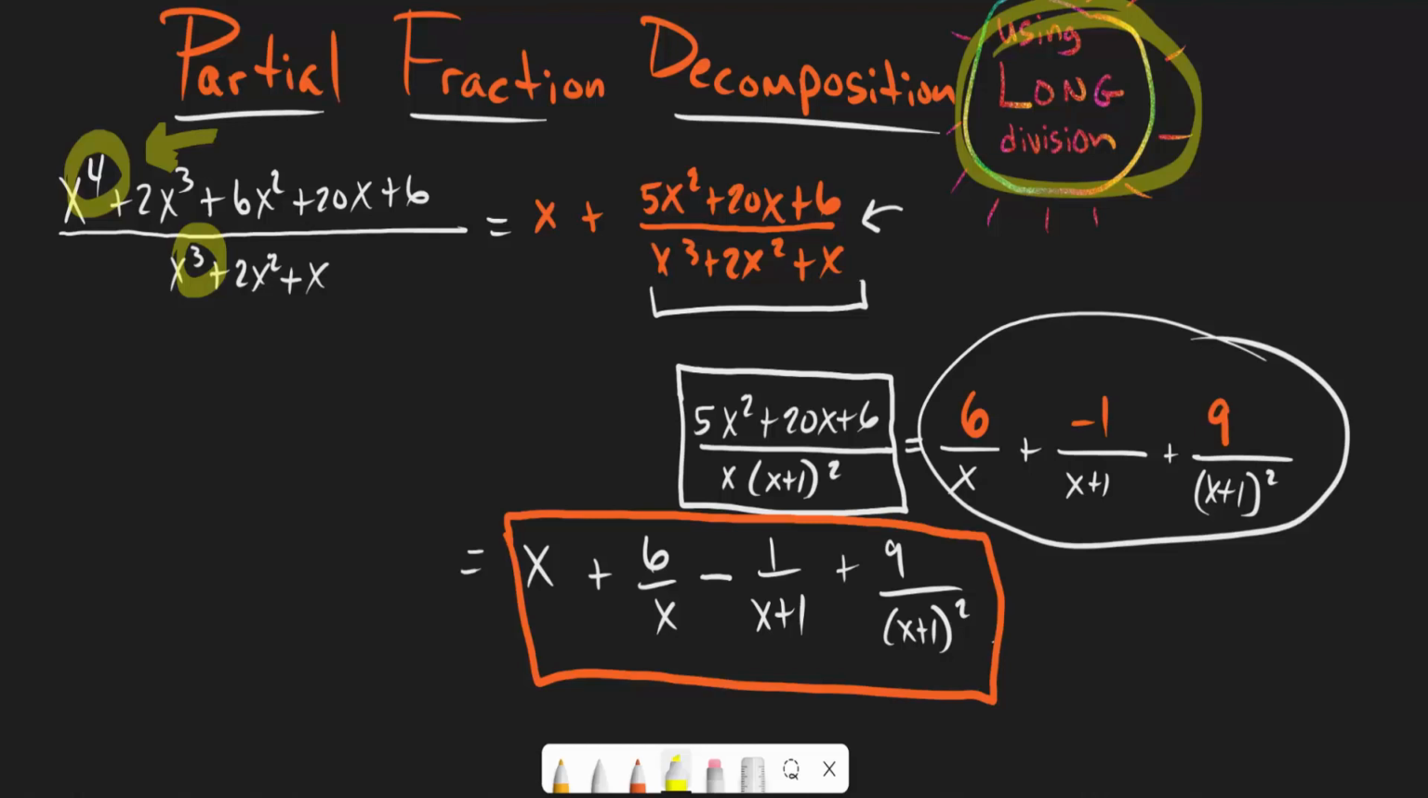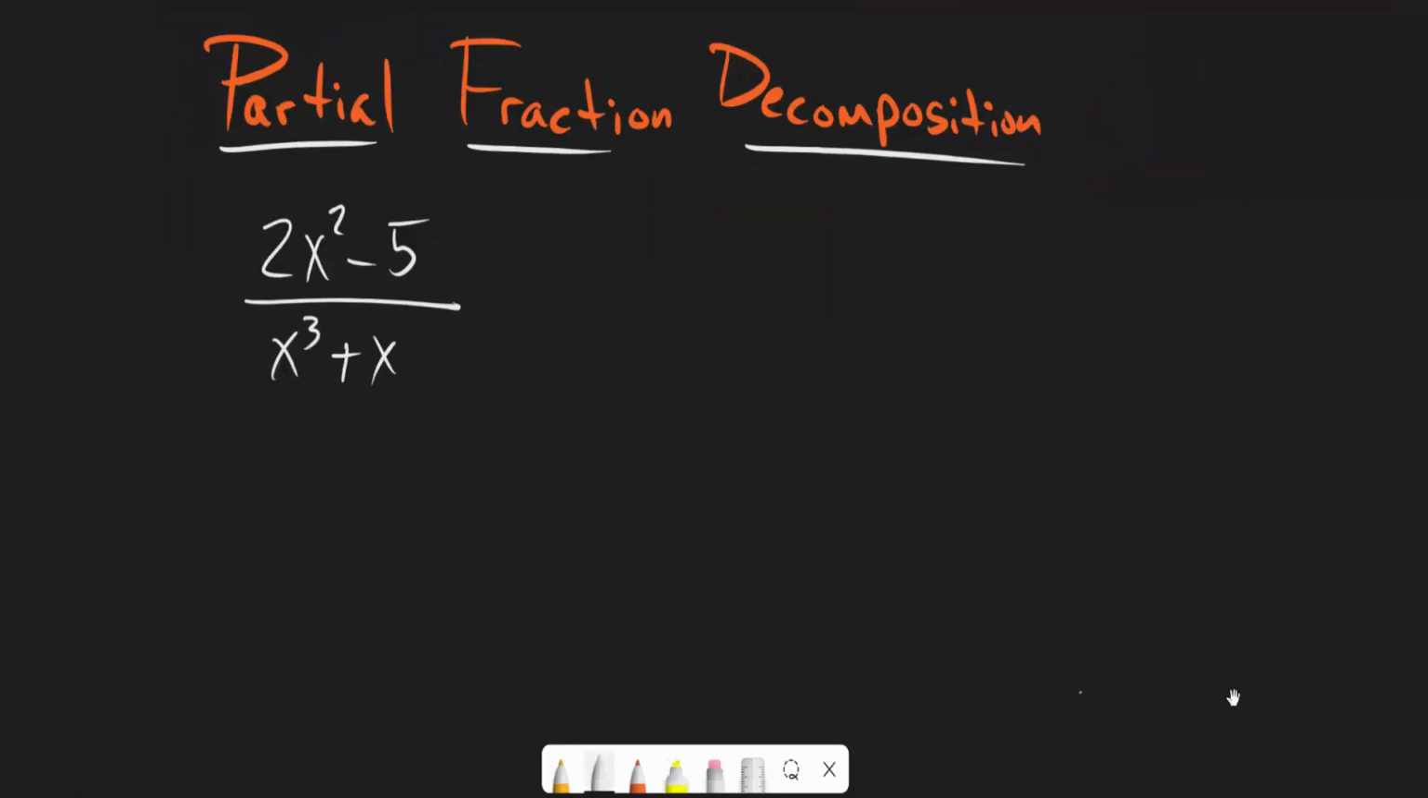Alrighty, let's try something else. Let's move on. Yay, so we're getting good at these. So on this one, we'll go a little bit faster because I think we're doing well. So what was the first step? The first step was the F word. We factor the denominator.